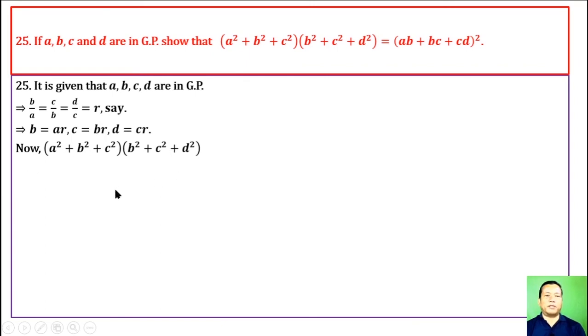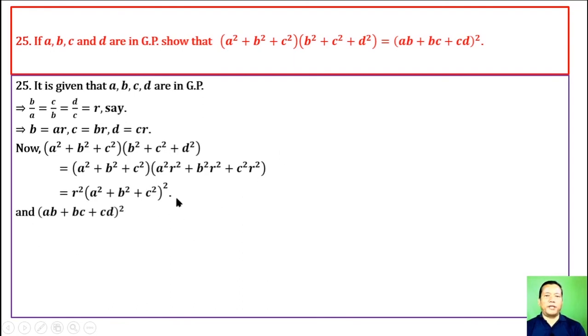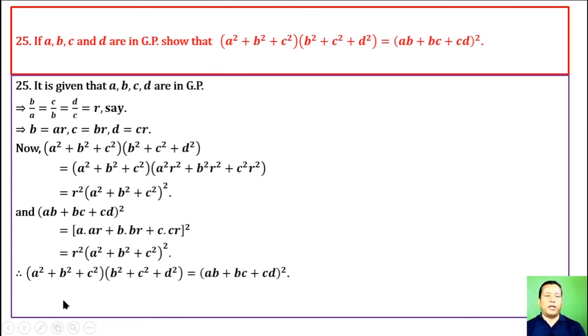Now the left hand side expression is written, and the first factor remains unchanged. Put b equal to ar, c equal to br, d equal to cr, and whose square is this, and taking out r square we get this, and the right hand side is written, and a, b remain unchanged, c equal to br, d equal to cr. Taking out r we get this. These two right hand sides are equal, therefore left hand sides are equal. Hence proved.